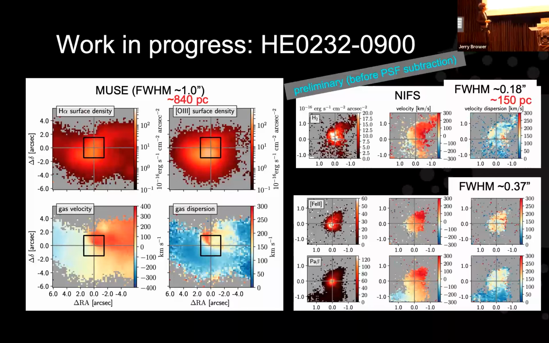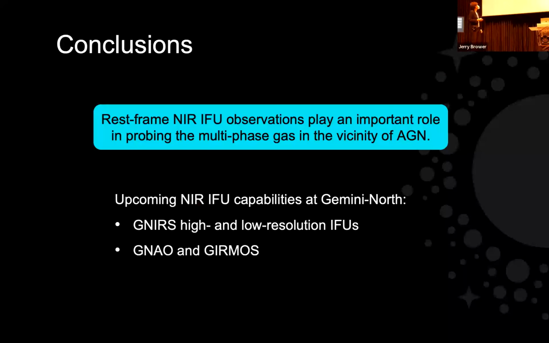I'll just conclude by saying that rest-frame near-infrared IFU observations of nearby AGN play an important role in tracing the multi-phase gas in the vicinity of an AGN. This is true for CARS, but there have also been many studies using, for example, SINFONI, NIFS, and OSIRIS. And we have already preempted a little bit of this discussion in the previous talk.